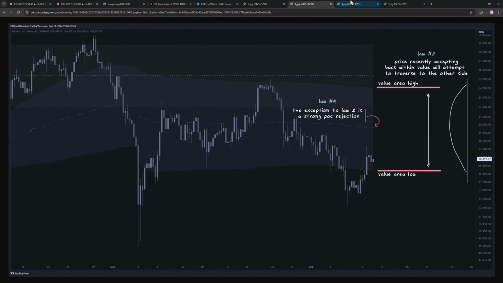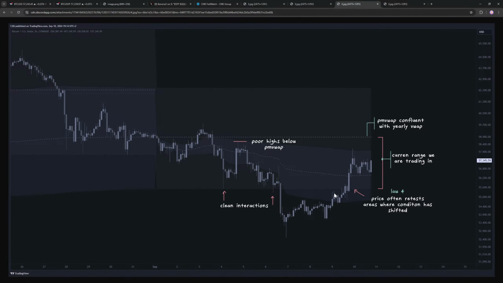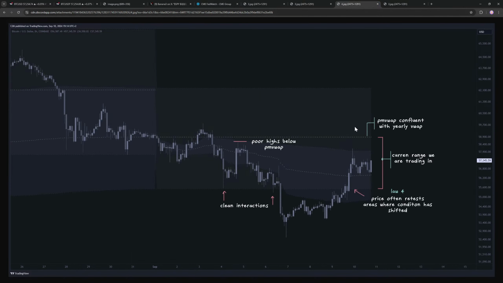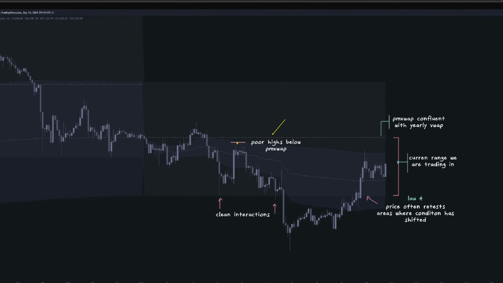Now, moving towards this chart again, we see law number 4: price often retests areas where the condition has shifted. To me personally, that means if and when the opportunity comes when we're getting a big flush lower back into previous month value area low, confluent with quarterly developing value area low right there, I personally will be looking for longs. And I'm going to be targeting poor highs below previous month VWAP, which is this line, into yearly VWAP, because yearly VWAP is confluent with previous month VWAP, and that makes it a great case for a cap on upside.